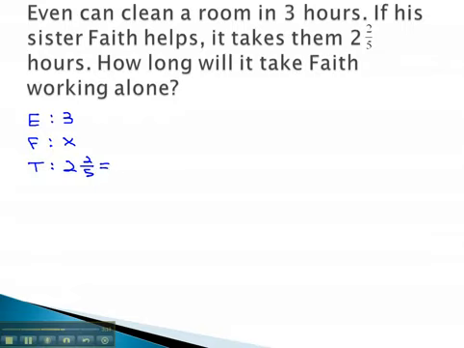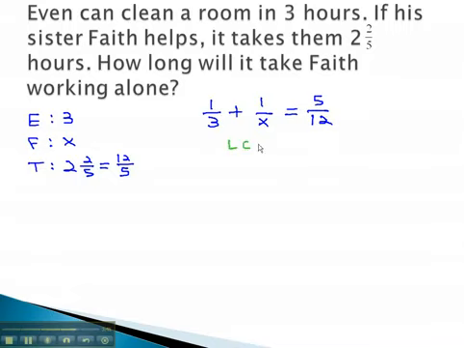So let's change this to an improper fraction, which would be 12/5, by multiplying 5 times 2 and adding the 2. And then we can set up our equation using the reciprocals. The reciprocals of the individuals will equal the reciprocal of the team. So Evan's reciprocal, 1/3, plus Faith's reciprocal, 1/x, equals the team's reciprocal. The reciprocal of 12/5 is 5/12.